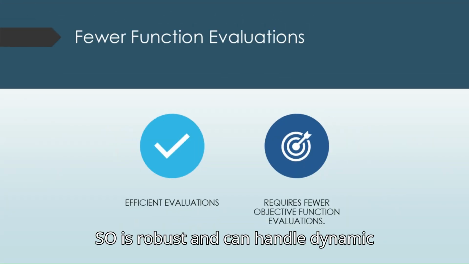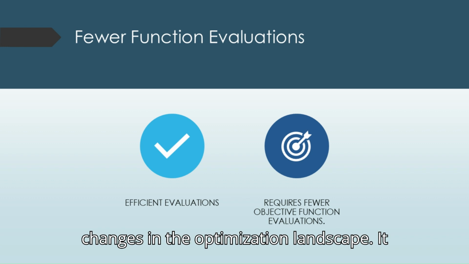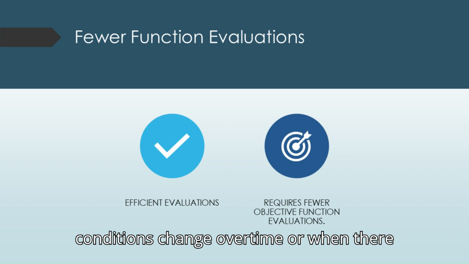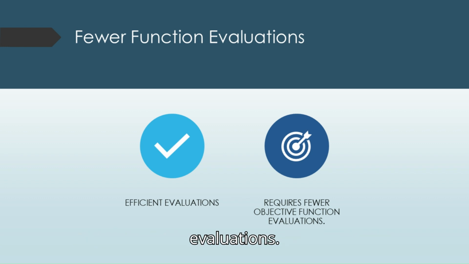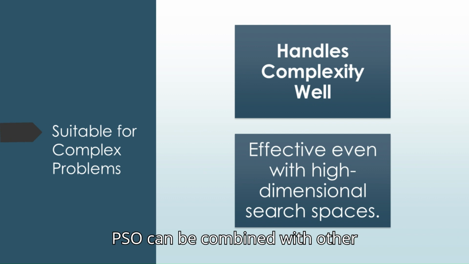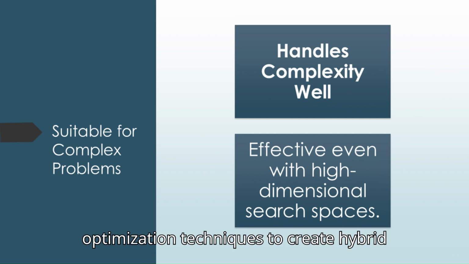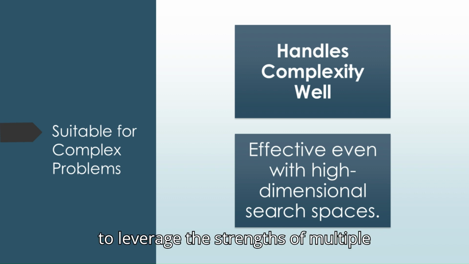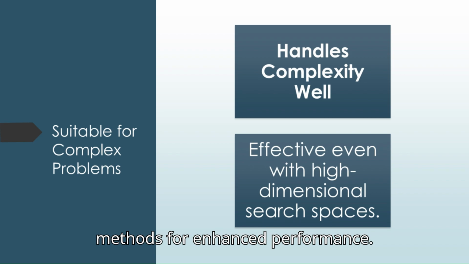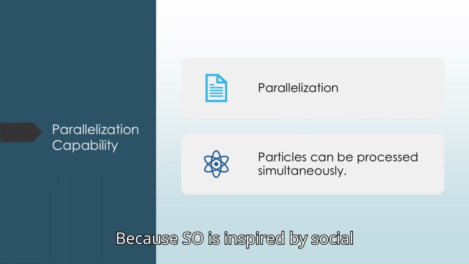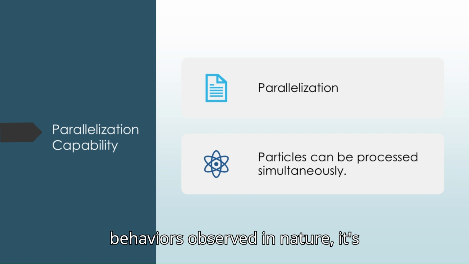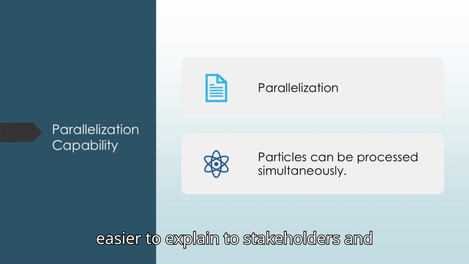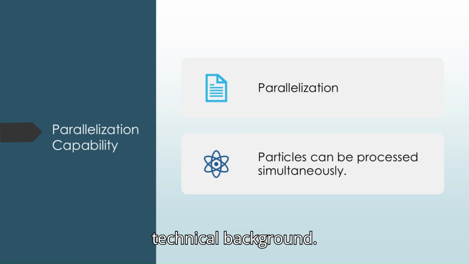PSO is robust and can handle dynamic changes in the optimization landscape. It performs well even when the problem conditions change over time or when there is noise in the objective function evaluations. PSO can be combined with other optimization techniques to create hybrid algorithms. This flexibility allows you to leverage the strengths of multiple methods for enhanced performance. Because PSO is inspired by social behaviors observed in nature, it's intuitive to understand. This makes it easier to explain to stakeholders and team members who may not have a deep technical background.